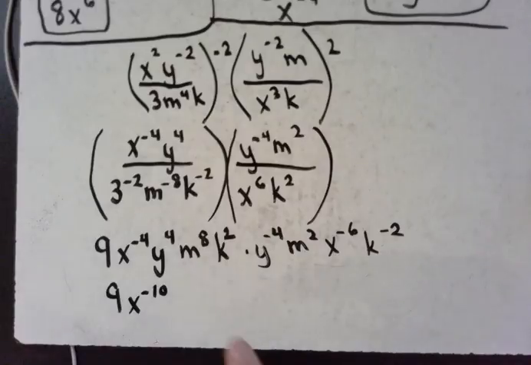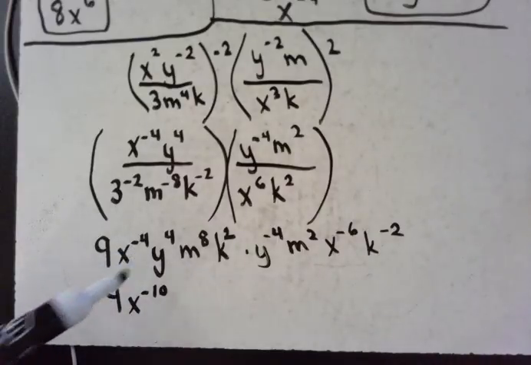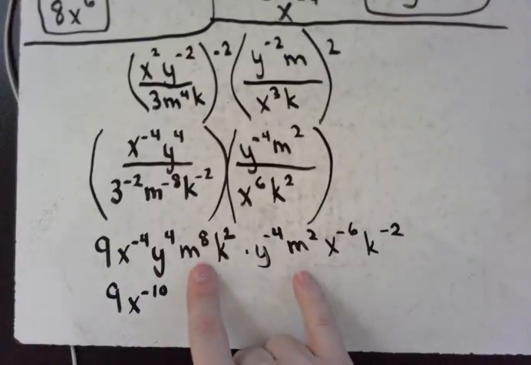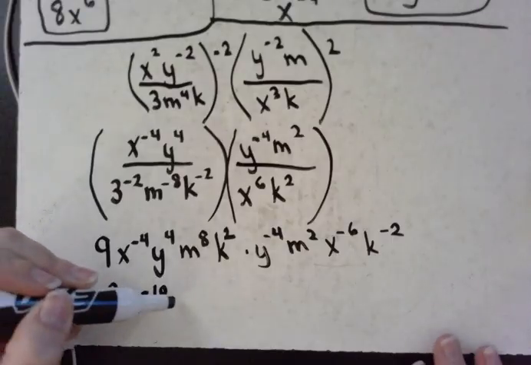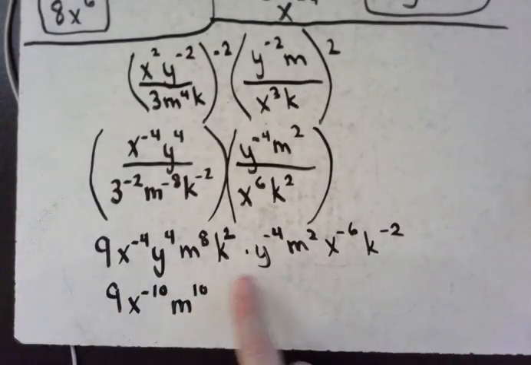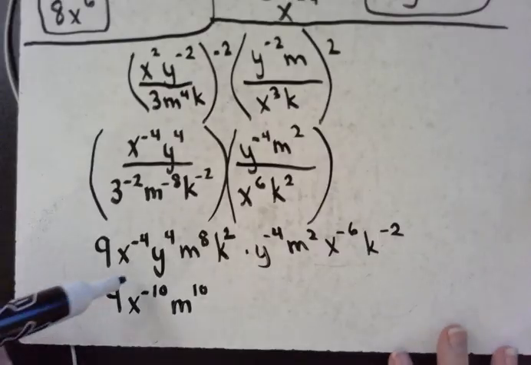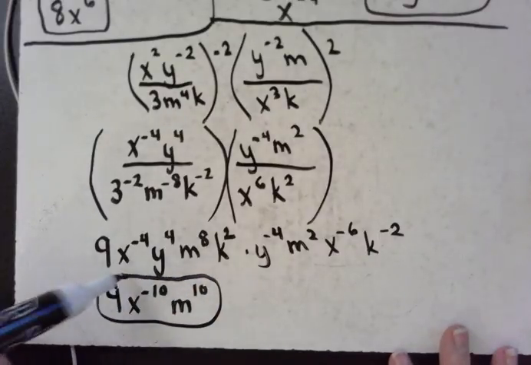Looking at my y's, I have y to the 4th and y to the minus 4. 4 minus 4 is 0, so the y's actually cancel out. The m's, I have m to the 8th and m squared. If I add those, I have m to the 10th. The k's actually cancel each other out too, because I have k squared and k to the negative 2nd. And so this would be my final answer.